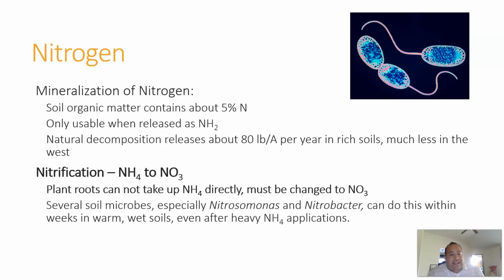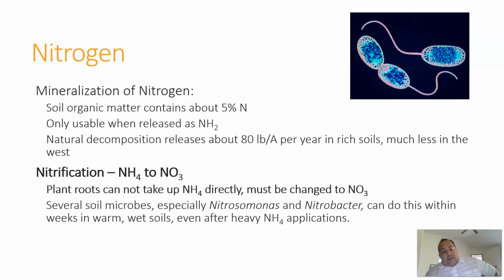So, the mineralization of nitrogen. Soil organic matter usually contains only about 5% nitrogen, and it's only usable when it's released as NH2, which, as we know, is kind of a halfway in between. Natural decomposition releases about 80 pounds per acre a year in rich soils, much less in our western soils out here where we don't have as much organic matter.